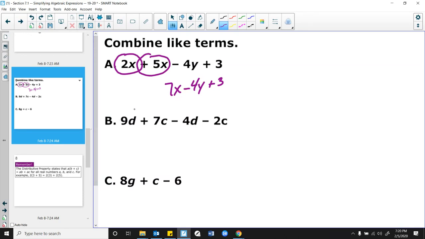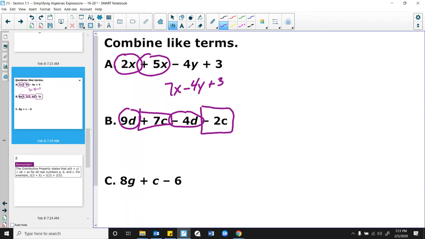Okay, looking at this letter B, I've got 9d plus 7c. You should have circled the 9d. And then I'm hoping that you notice that, well, c and d can't combine, but I have this negative 4d right here that's also going to combine. So you should have those two circled. And then I have a 7c and a negative 2c, which are like terms. So I hope that you maybe mark those up with something. I'm going to use a square to kind of show that those are like terms.